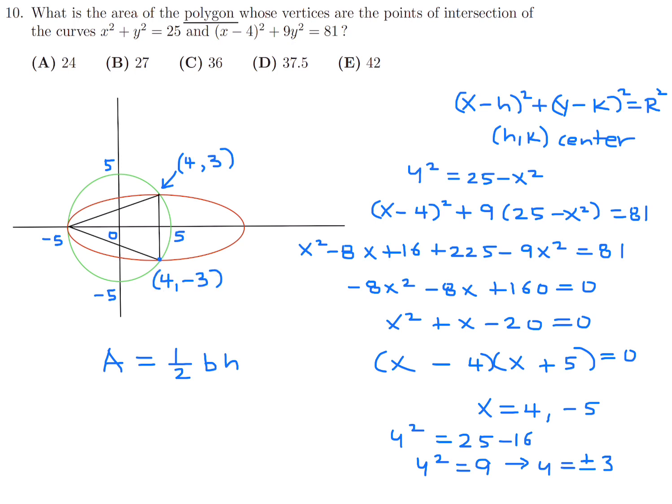So we can do the area pretty quickly now. The base is 6, right? Going up by 3, going down by 3. And then the height, or the distance from there to there: the distance from the origin to there is 4, and the distance from the origin to there is 5. So 4 plus 5 is 9. So we have 6 times 9 divided by 2, which is 27. And that is the area. Number 10, therefore, is B.